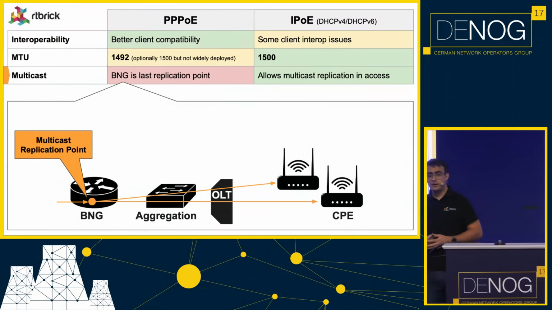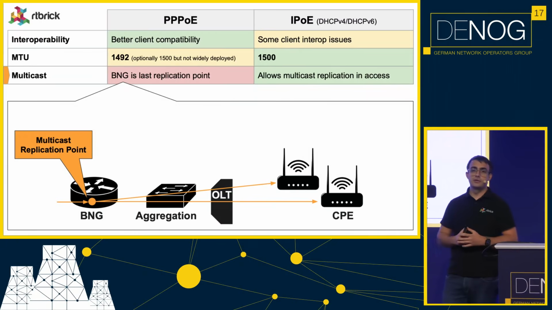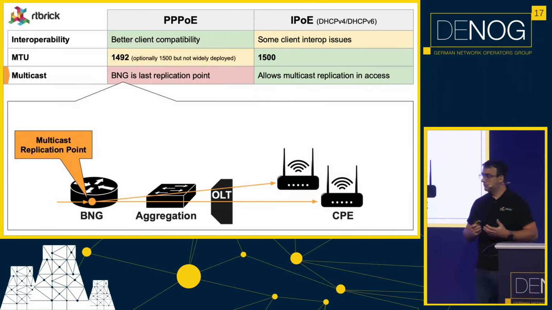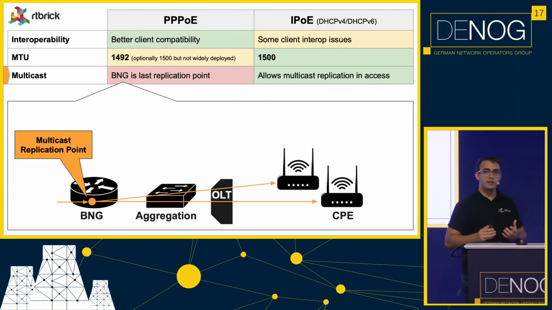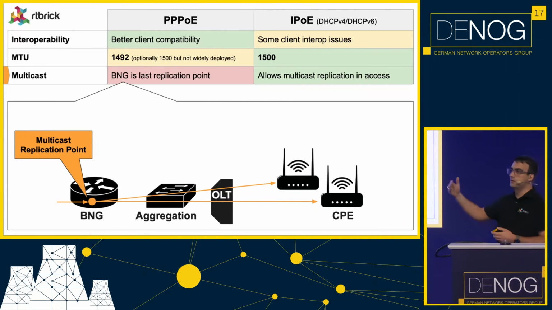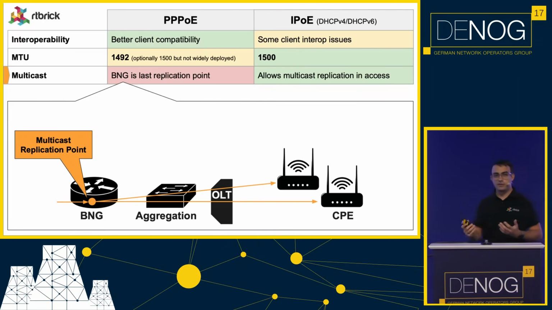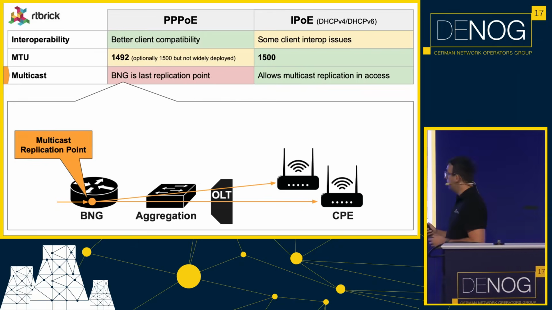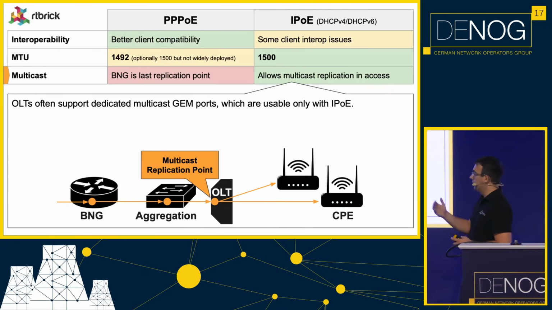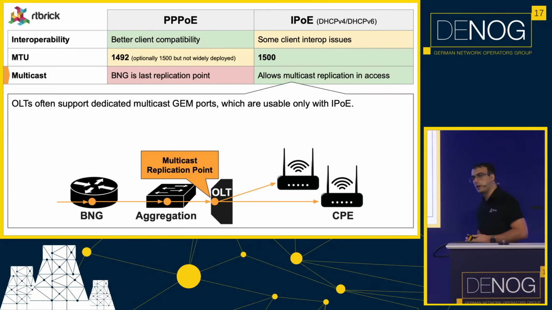Multicast was one of the drivers for the success of IPoE. In PPPoE, it's a point-to-point protocol, which means I have a tunnel between the CPE and the BNG. This means the last replication point I can have is the BNG, so if there's the football World Championship, I have to send the same game again and again over my aggregation and access network, which isn't that efficient. In comparison, in IPoE, I can have further multicast replication points in my aggregation.